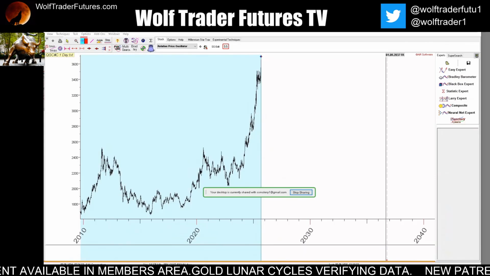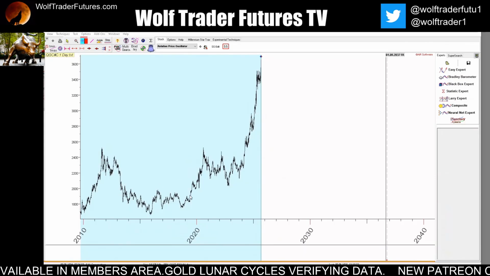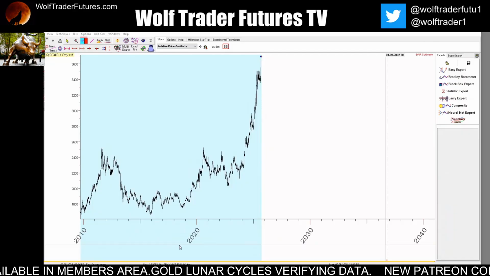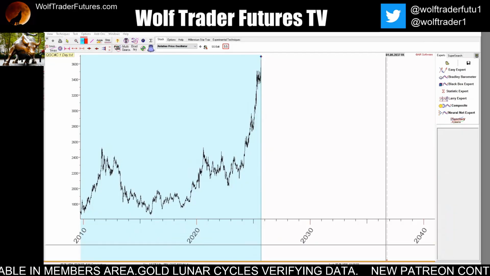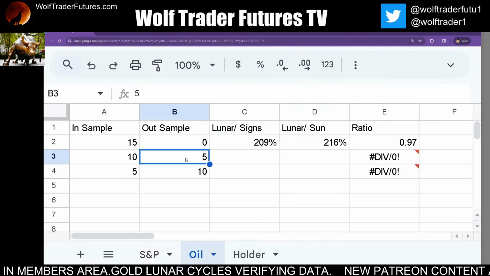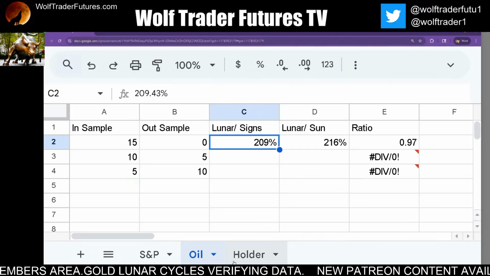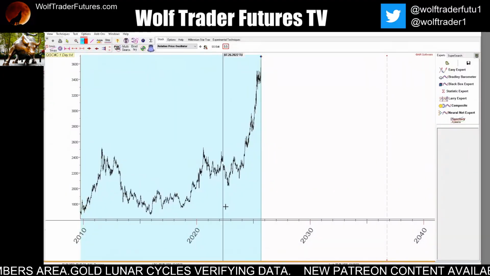All right, so the next thing we're going to do is look at 10 years in sample and 5 years out of sample. That's the next logical test. We're going to ask it to go 5 years out into the future on its own to see how it would have done. According to this, in the beginning they're both about the same, but let's see if that holds true as we go out into the future.